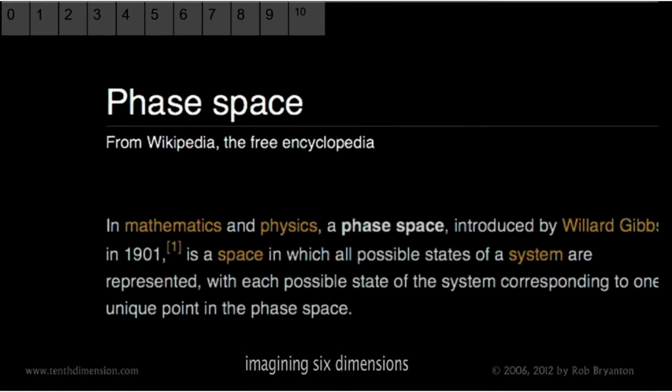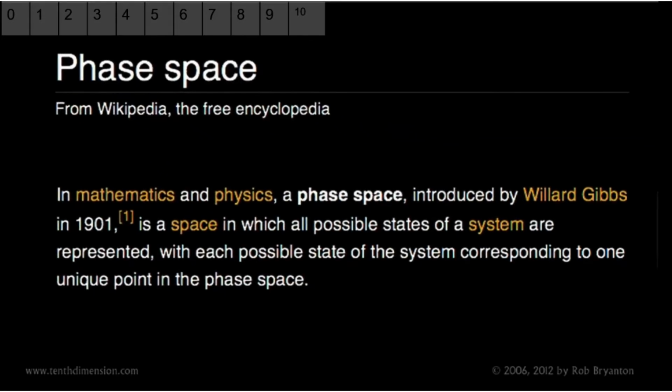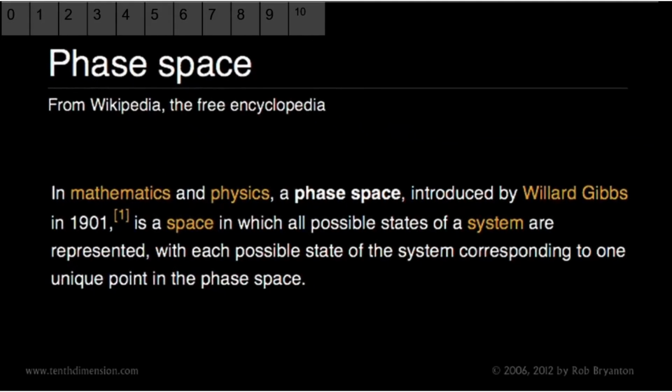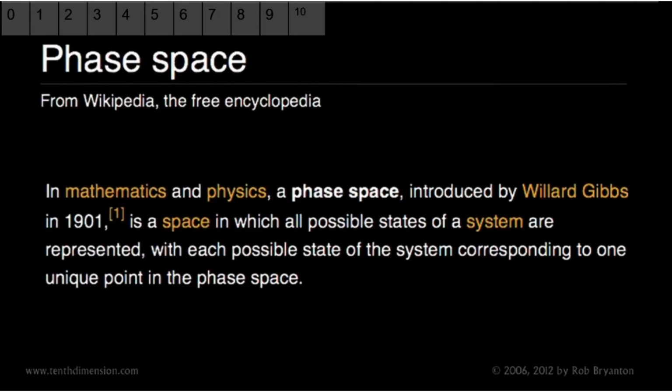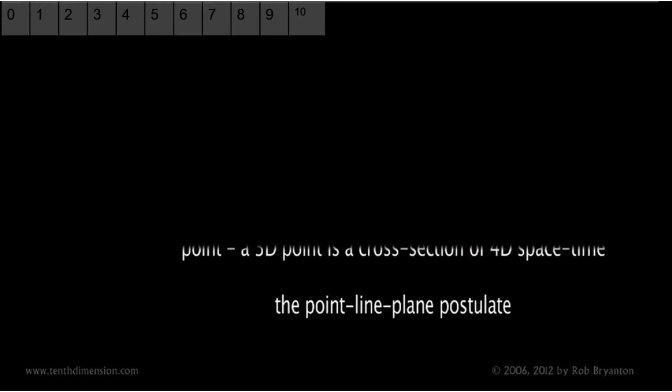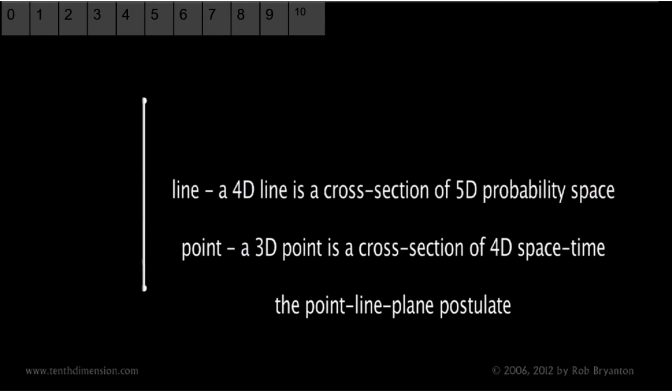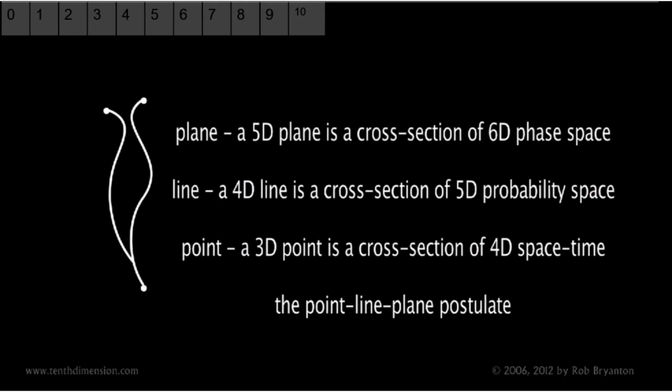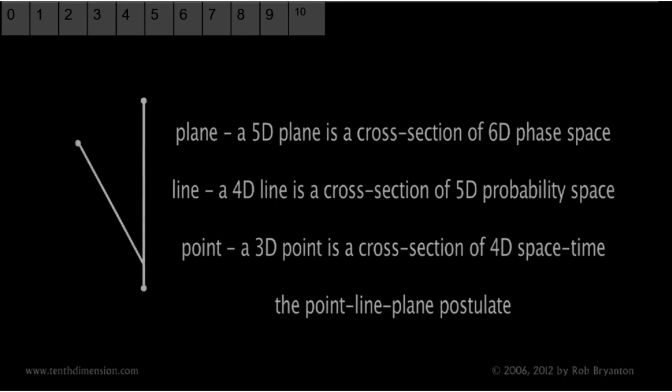Why? A phase space is defined as a space in which all possible states of a system are represented, with each possible state of the system corresponding to one unique point in the phase space. So those points representing the versions of our universe where Michael Jackson is still alive are inaccessible to us from our current position within the fifth dimension, but they still exist within our sixth dimensional phase space.